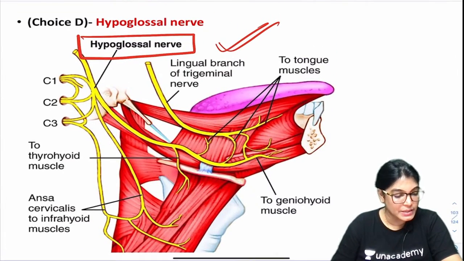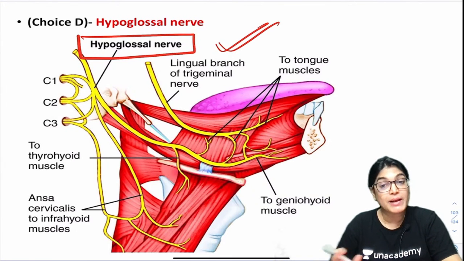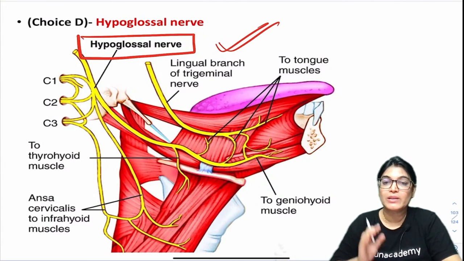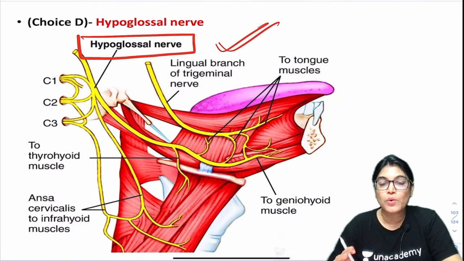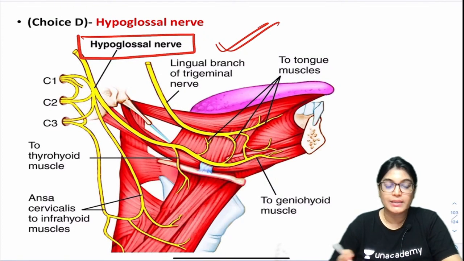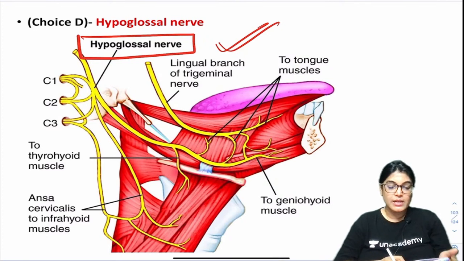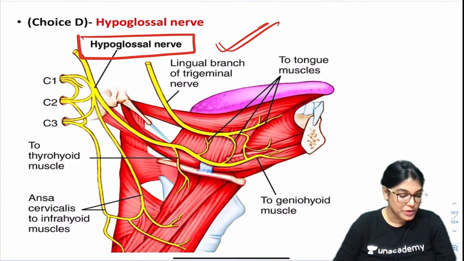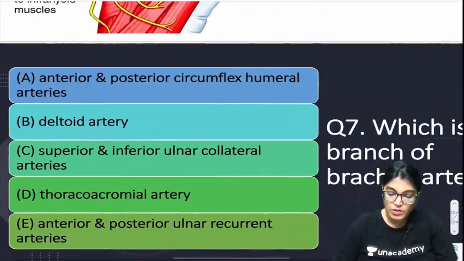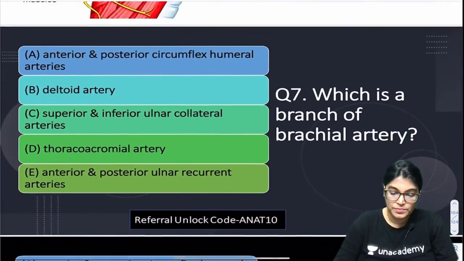So I think it is clear to everyone, most of you know this because the location was mentioned in the MCQ. It was a clinical question, but location was mentioned. So those who know the innervation of tongue can clearly mark the correct answer. So let's move on to the next MCQ. Everyone, can we go for the next one? Yeah. So let's move on to the next one, that is seventh MCQ.